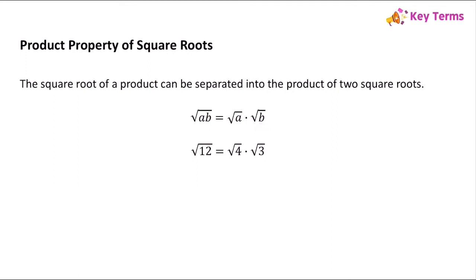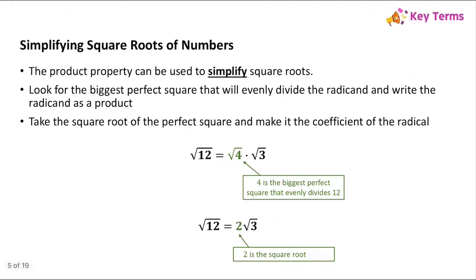So for the square root of 12, remember that 12 is 4 times 3. So we can rewrite this as the square root of 4 times the square root of 3. So let's use the product property now to simplify square roots. You'll start off by looking for the biggest perfect square that will evenly divide the radicand and write the radicand as a product.